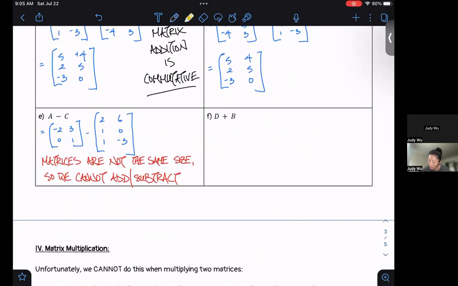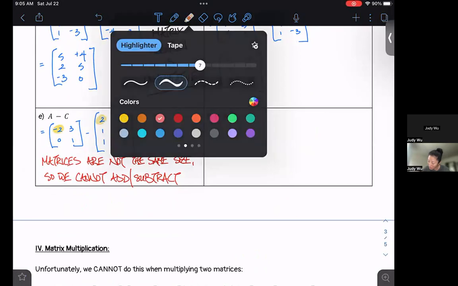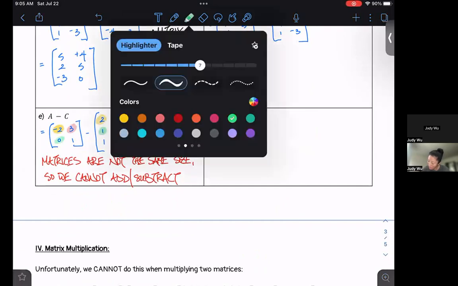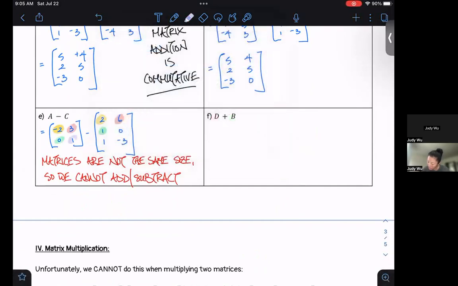So if we had tried to do the color coding here, we could color code those and these and these and these, but then sort of what do we do with those last ones? Okay, so not the same size, so we cannot add or subtract. We would say this has no solution.